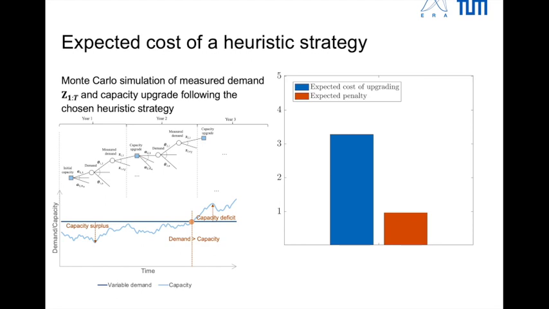We can calculate it actually with a Monte Carlo simulation of the demand and then the observation. And then we can actually simulate how the strategy would prescribe the capacity to be upgraded during the lifetime of the structure. Then for every simulation, we can calculate a lifetime cost. And on calculating the average over all these costs, we can get not only the total expected cost, but also the annual expected cost.